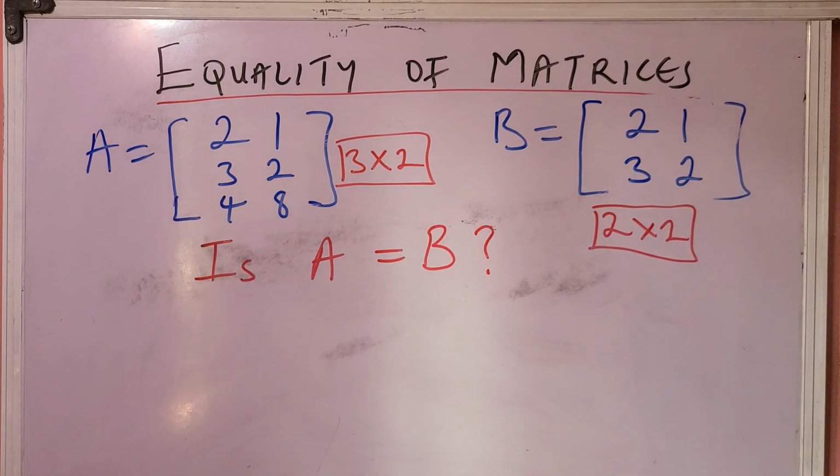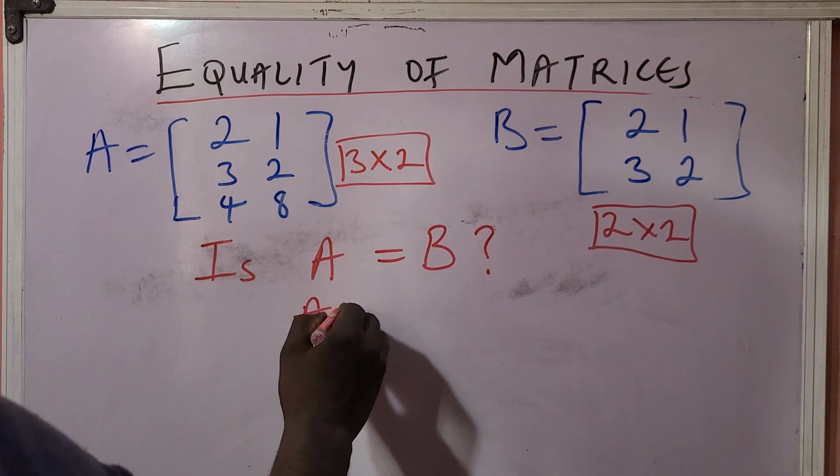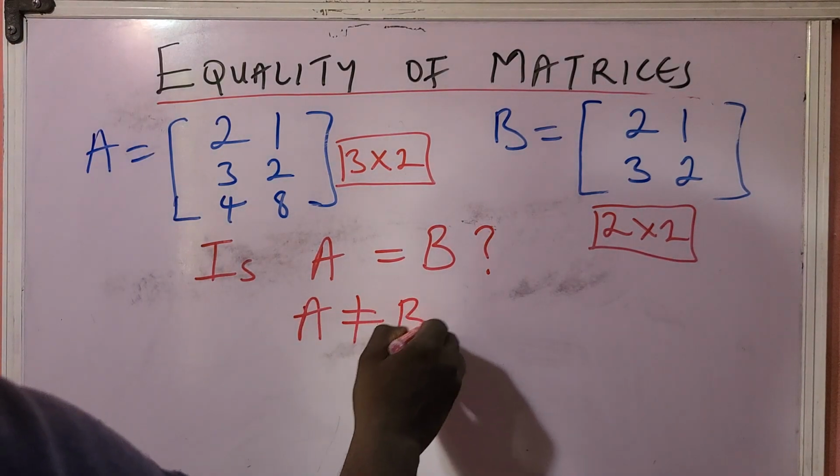By looking at their order, you don't have to do much investigation here. One of the criteria for two matrices to be equal is that they must have the same order and then the same elements. So matrix A and matrix B don't have the same order, so we can't at any point define these matrices as being equal. Therefore, A is not equal to B.